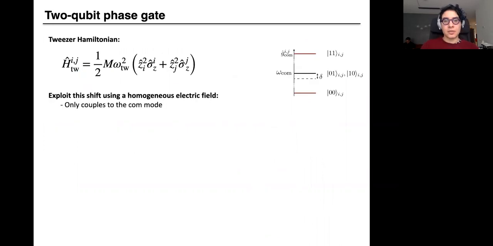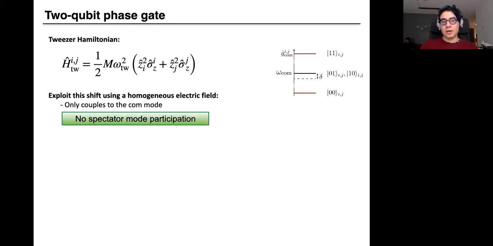And then the second ingredient is that we also add an electric field. It's a homogeneous electric field. If you have a homogeneous field, it can only excite modes where all the ions move together, because to excite other modes, you would need to apply a force that changes the distance between the ions, right? A homogeneous field doesn't change the distance between the ions, and because of this, it can only excite the center of mass mode. So this means that you have a really easy way of making sure that only the center of mass mode will participate in your dynamics because of this electric field application.